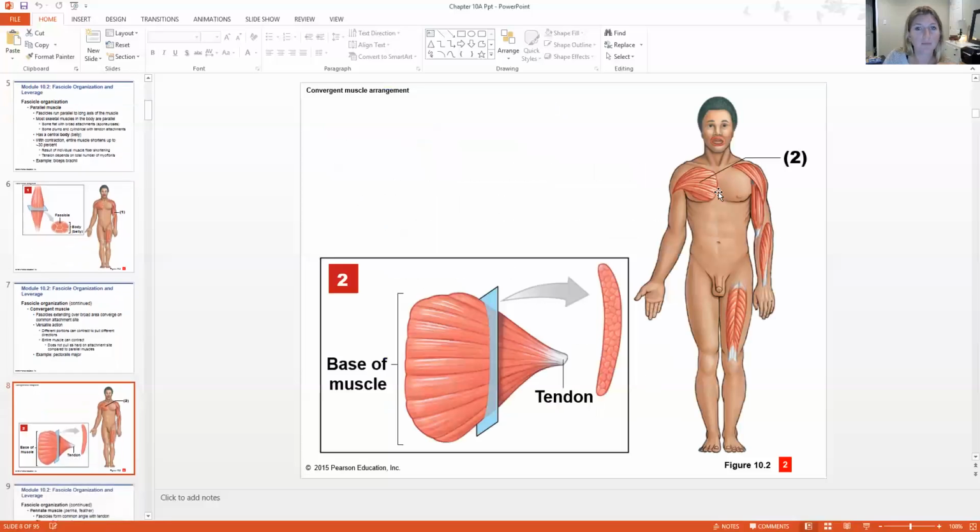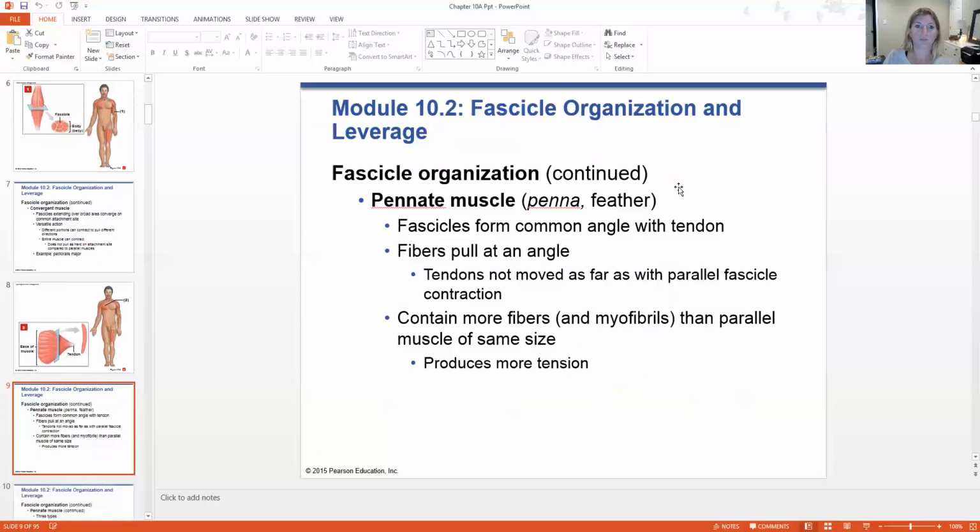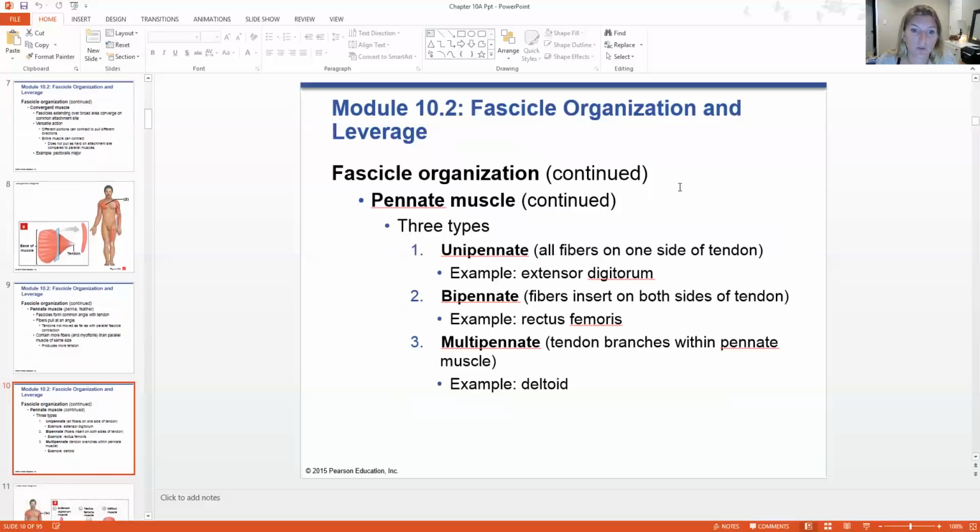Again, we're looking at the pectoralis muscles. We also have pennate muscles. Pennate muscles have a common angle with the tendon. So they're all coming in at an angle, and the tendon is rather long. They tend to pull at an angle. This will allow the muscle to produce more tension. We have unipennate, bipennate, and multipennate muscles. A unipennate would have all the fibers on one side of the tendon. This would be like the extensor digitorum. It's on the next slide. I was going to refer back to the picture, but you can go back in the video or flash forward in the video to the picture to see a unipennate.